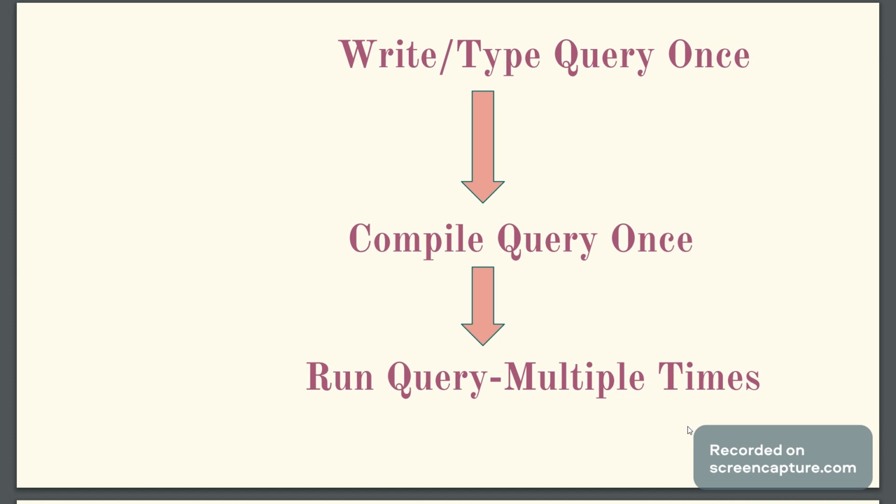So for 100 times inserting a record, we have to write the insert into query once. It will be compiled only once and we can execute that 100 times. So this is the benefit of the prepared statement way. Now, how do we have to write the code using the prepared statement way?